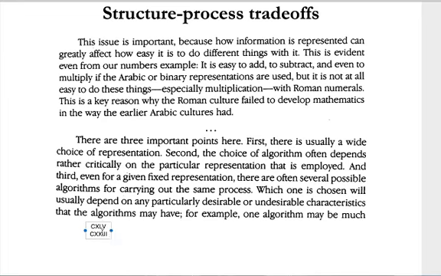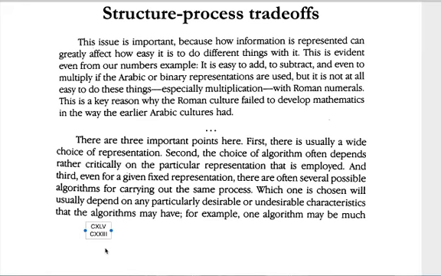Now, I do have an algorithm that will work for this. Here's my algorithm. Take each of these numbers, convert them to Arabic numerals, multiply them, get the result, and convert it back into Roman numerals. That's my best algorithm for doing this. Obviously, more complicated than the algorithm we started with, right?